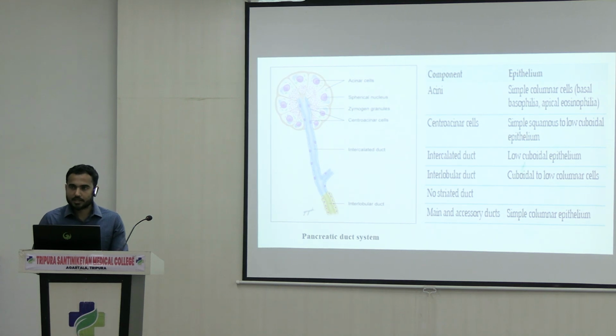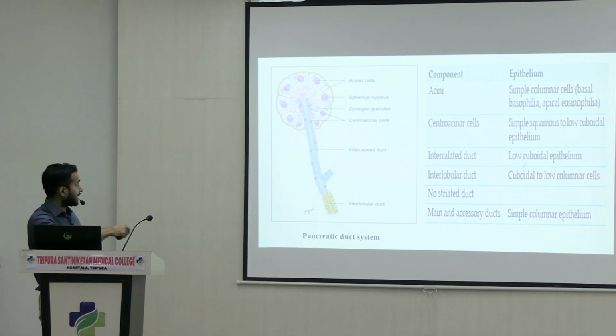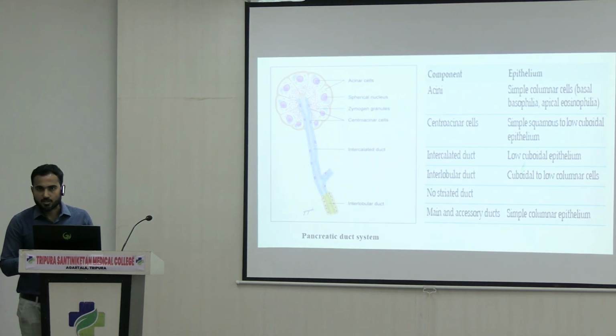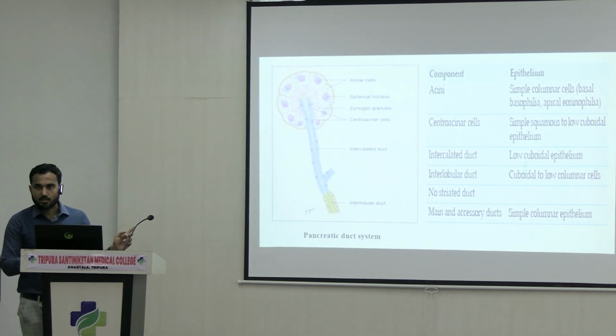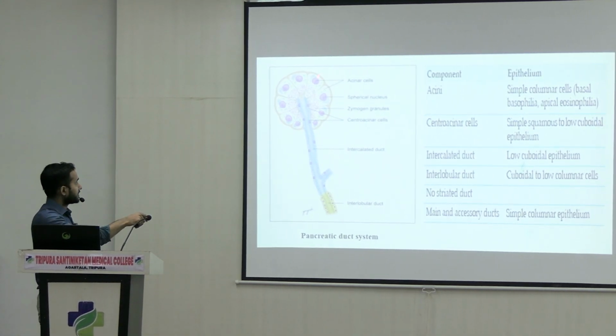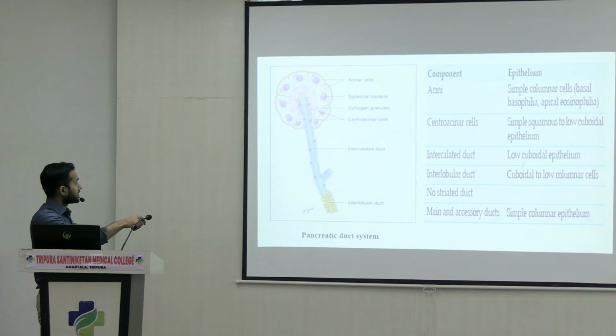Now this is a beautiful diagram. In this diagram you can see the acinar. This is one acinus. If it is multiple, then it is called acini. If it is one, then it is called acinus. So this is one acinus, right? Can you see the acinar cells? Beautiful. These are the acinar cells. This is one acinar cell. This is one acinar cell.